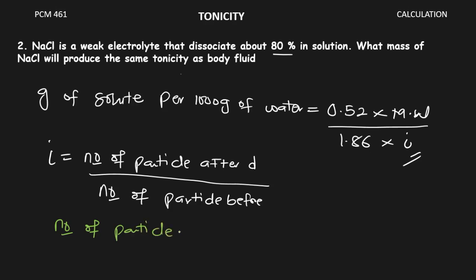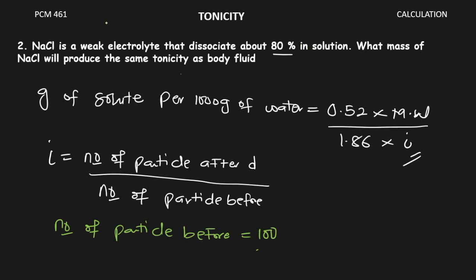This is an assumption, because we want to calculate the dissociation constant. Let's assume that the number of particles before dissociation is 100. If the number of particles before dissociation is 100, what do you think the number of particles after dissociation will be if 80% dissociate in solution?